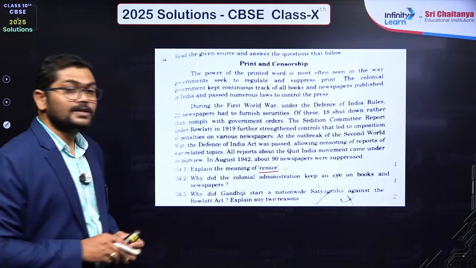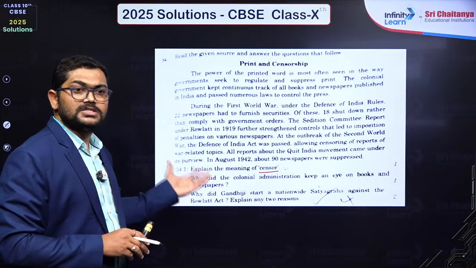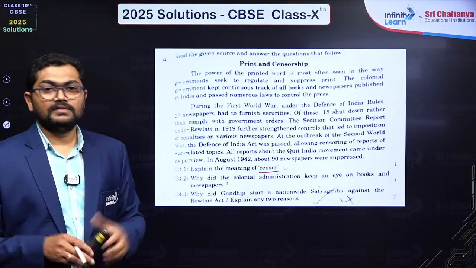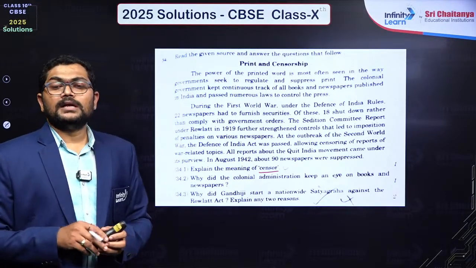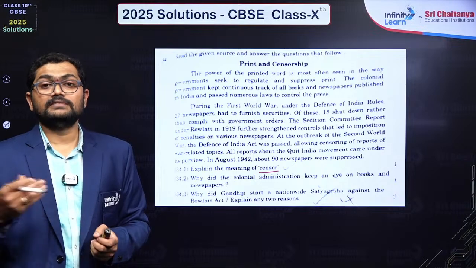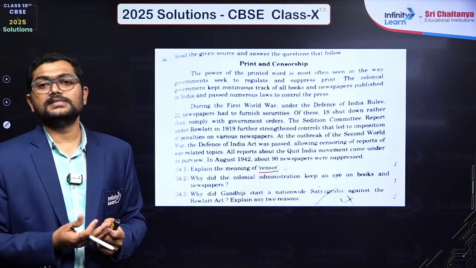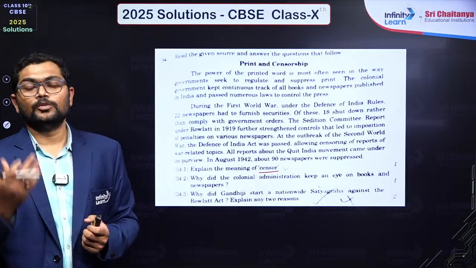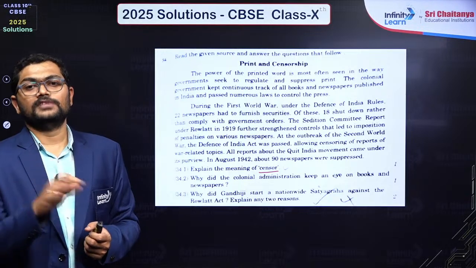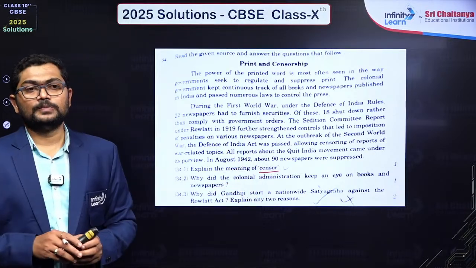Then the second one: why did the colonial administration keep an eye on books and newspapers? The answer is that the colonial government kept an eye on the books and newspapers because these newspapers were becoming assertively nationalist. Whenever content related to the national movement was printed in the newspapers, people who read it got motivated and encouraged to participate in the national movement. The colonial government did not want to print any content of this kind. So that's the reason the colonial administration kept an eye on the books and the newspapers.